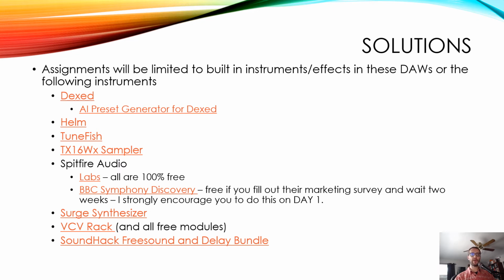They have two products. They have Labs, which you can go and just download. All of them are 100% free, and now they just have a really cool download all option, which makes it much faster and easier. They also have the BBC Symphony Discovery, which is free if you fill out their marketing survey and then wait 2 weeks. And yes, it really is 2 weeks, 14 days. But then they will send you a link to download the full thing.